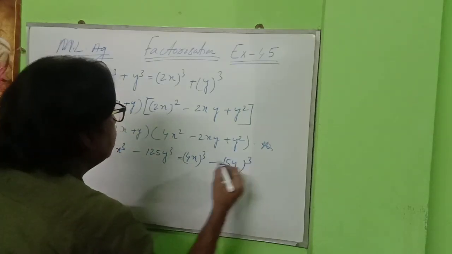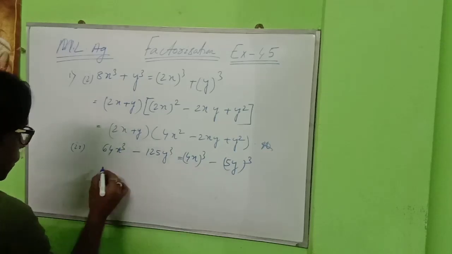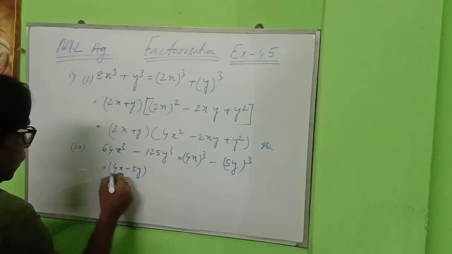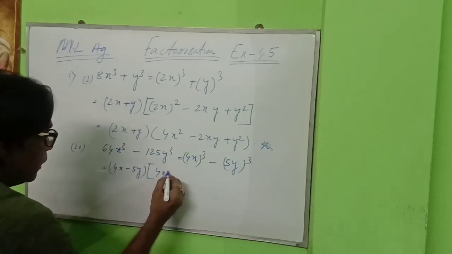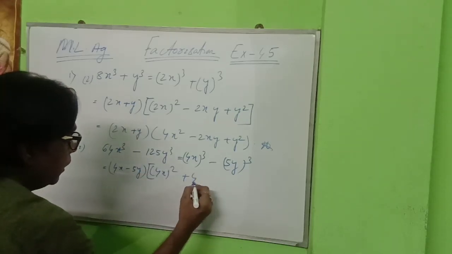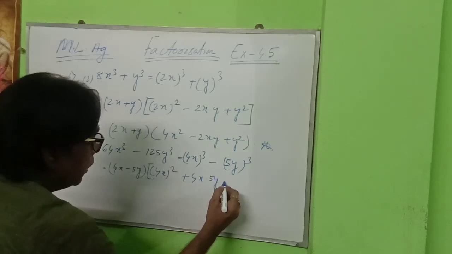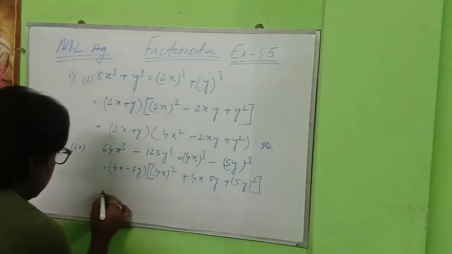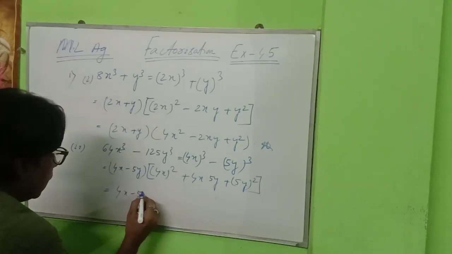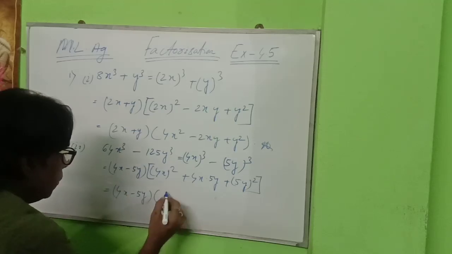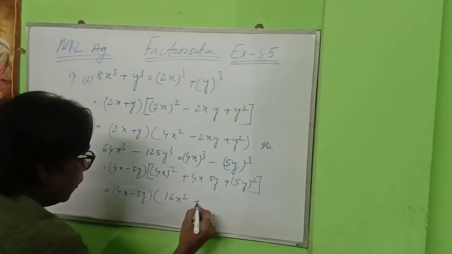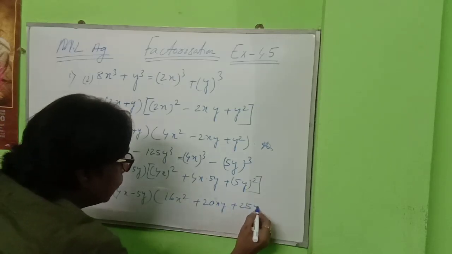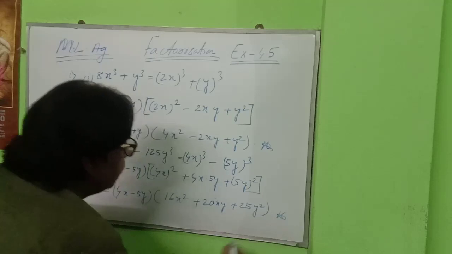Now you apply the a cube minus b cube factorization formula. The formula is a minus b whole into a square, that is 4x whole square, plus ab, that is 4x into 5y, plus 5y whole square. Now the final answer is 4x minus 5y, and this will be 16x square plus 20xy plus 25y square. This is the answer of number 1.